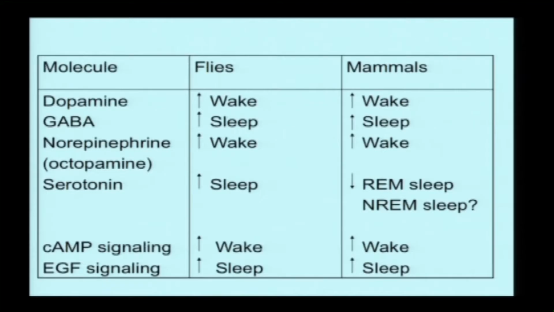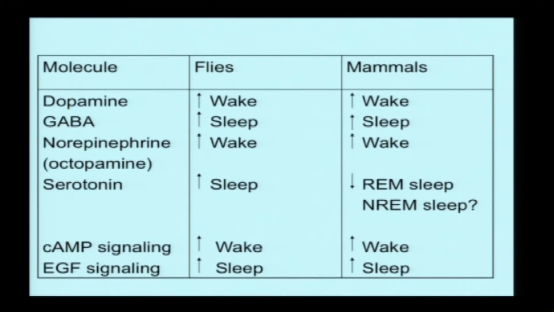So in our efforts to identify molecules, I mentioned that we've done differential screens to look for genes regulated as a function of behavioral state. We've also tested candidate genes, and some of these are shown here. So the usual suspects: dopamine, GABA, norepinephrine, which in flies is octopamine, serotonin, cyclic AMP signaling, and EGF signaling all have effects on wake and sleep in flies and in mammals. Many of these were known to affect sleep in mammals before we looked at them in flies.